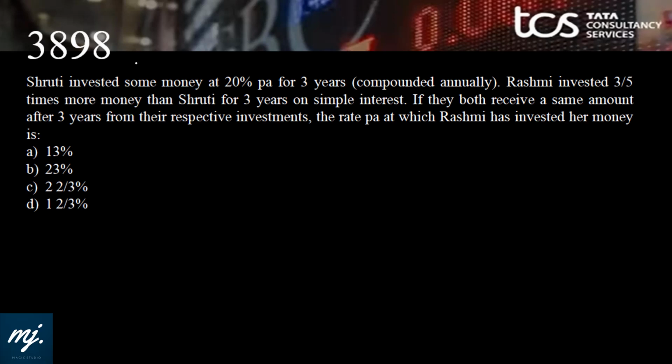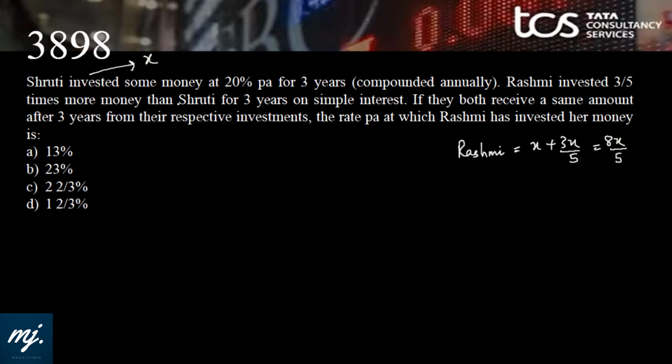So let's do this. Shruti invested some money at 20% per annum for 3 years, compounded annually. Let the money invested by Shruti be X. Rashmi invested 3 by 5 times more money than Shruti. Then Rashmi would have invested X plus 3x by 5, that is 8x by 5, for 3 years on simple interest. If they both receive the same amount after 3 years from the respective investment, at what rate per annum has Rashmi invested her money?